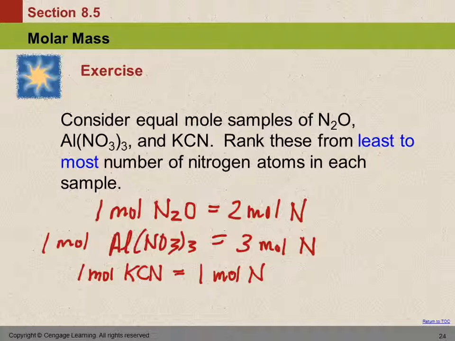So if I had equal mole samples of these three compounds, which of these would have the least number of nitrogen atoms? The KCN. So KCN is the least. Which one has the middle amount? The N2O. And which one has the most? The aluminum nitrate.